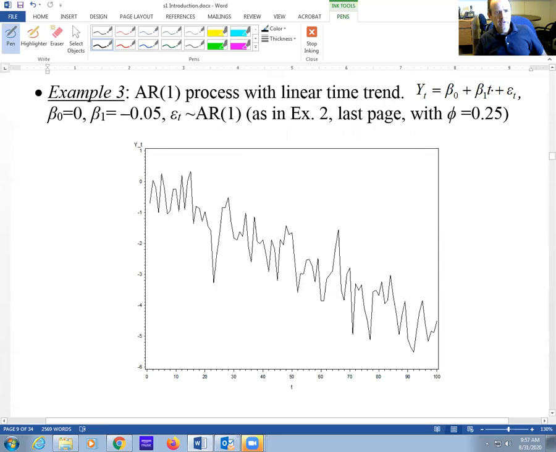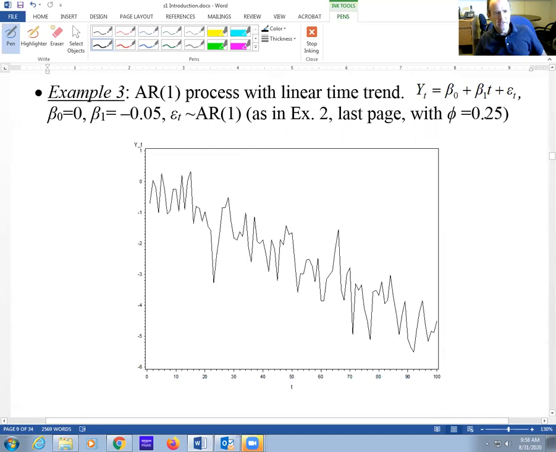And so that we have the AR1 errors. So we still have some correlation between responses from day to day, but we also have a trend. In this case, the trend is that it's going down.